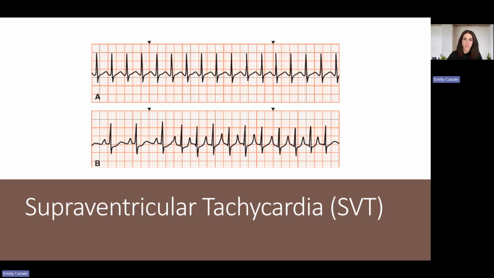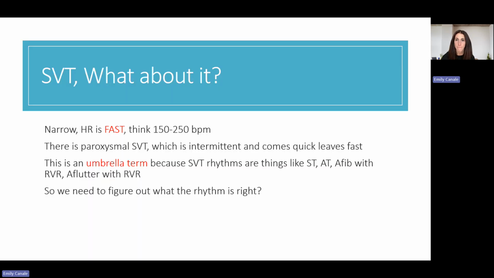So think about SVT: narrow QRS complexes. It commonly appears pretty regular, like that does look like a regular rhythm, especially versus something like AFib, and it is very fast. Normally, this is like 150 to 250 beats per minute. I'm not sure exactly what it is. I just know it's fast. And it's not sinus tach because I can't see a P wave and I can't see a T wave. So we need to figure out what the rhythm is, right?